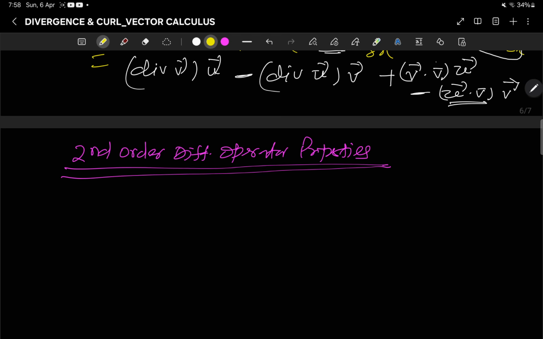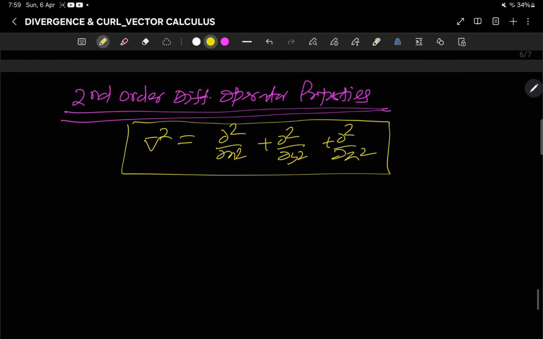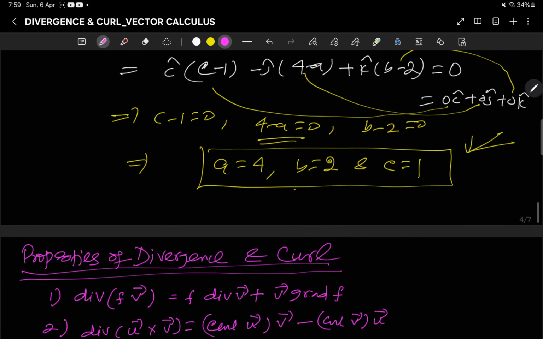Now coming to the second order differential operator, here del square is del square by del x square plus del square by del y square plus del square by del z square. It is my second order differential operator. Okay, coming to the most important properties, div of grad f. f is a scalar point function.